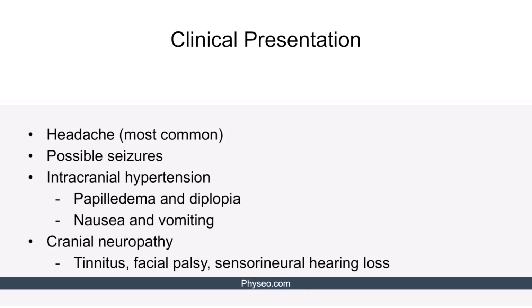Cerebral venous thrombosis presents most commonly with a headache. Seizures are also possible in these patients. Since cerebral venous drainage is impaired, blood accumulation within the sinuses results in intracranial hypertension, presenting as papilledema, diplopia, nausea, and vomiting. Finally, cerebral venous thrombosis can also present with cranial neuropathies like tinnitus, facial palsy, or sensorineural hearing loss.